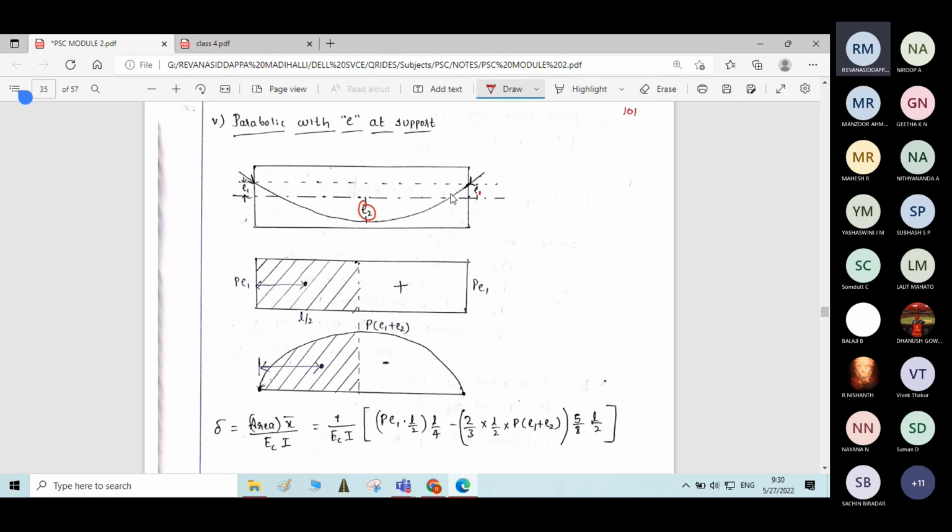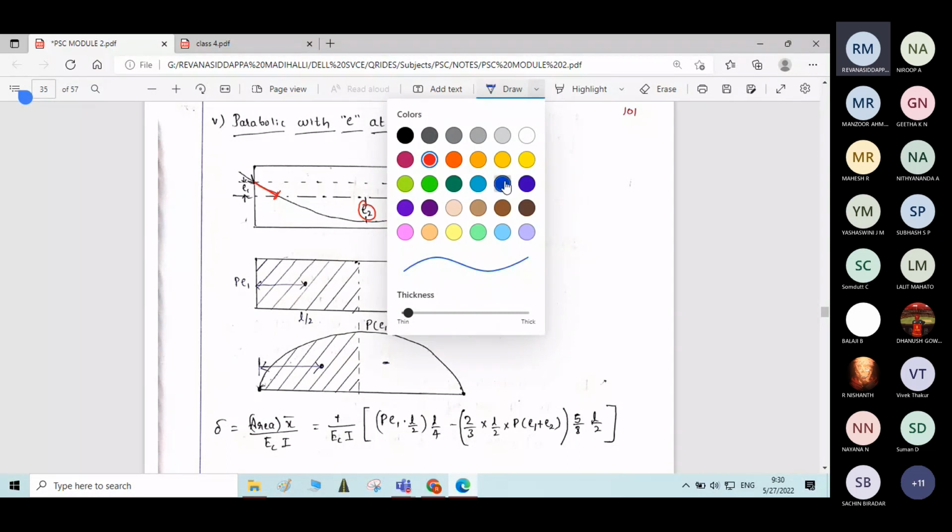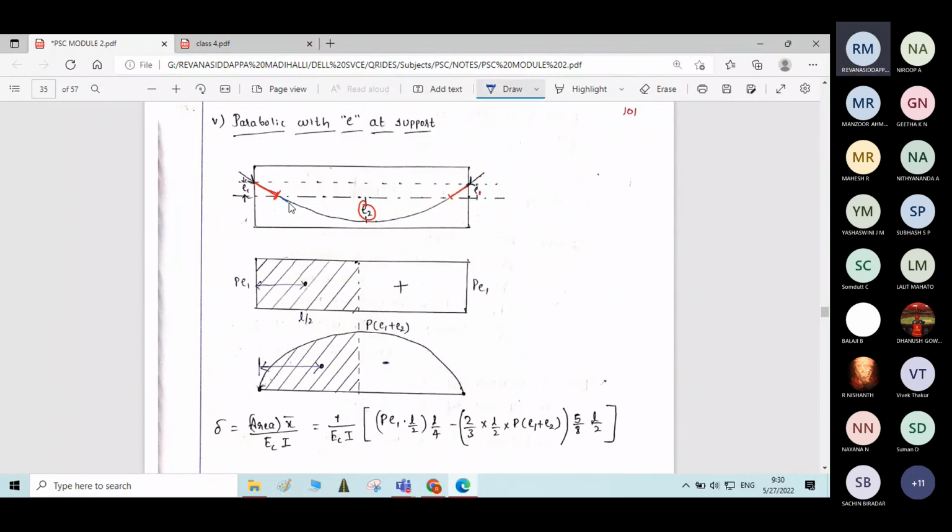Here you can see, students, some part of the cable is above the neutral axis, above the centroidal axis, and some more part of the cable is below the centroidal axis. In this case, the sign will change accordingly. So total eccentricity of the cable is E1 plus E2 from the center.